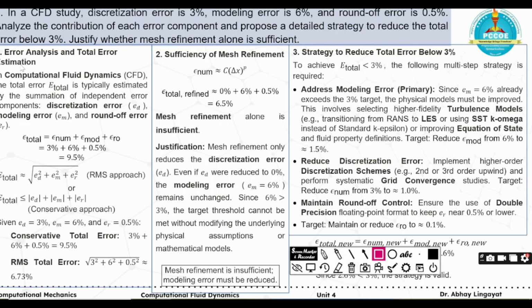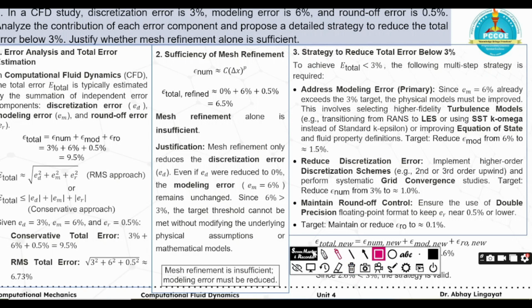The error component analysis will cover the total error typically estimated by the summation of discretization error, modeling error, and the round off error. So what is the discretization error? This arises from the numerical approximation of the continuous governing equations, that is Navier-Stokes equations on a finite mesh. It is governed by the order of discretization scheme and the mesh spacing, that is delta x. So in this numerical, the discretization error is 3%.